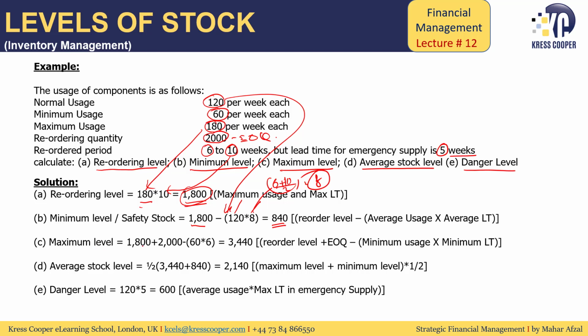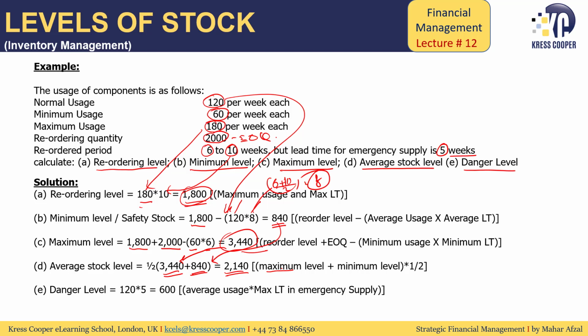Maximum level of stock is equal to reorder level plus EOQ minus minimum usage into minimum lead time, and this is 3440. Average stock level is equal to maximum stock, which is 3440, plus minimum level of the stock 840. We are consolidating both of these and dividing by 2. 2140 is the average level of the stock.